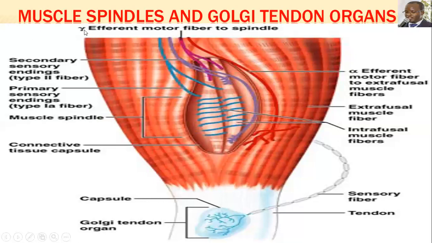So you can see the gamma efferent motor fiber to the spindle. So these are the ones that will cause the contraction of the terminal ends of the nuclear chain and the nuclear bag muscle fibers. These are the intrafusal fibers. At the center here, you don't have much actin and myosin, so you don't have much contraction taking place here. But as you are moving towards both ends, you can find a bit of actin and myosin that is involved in contraction. But the actual muscle fibers that are involved in contraction are called the extrafusal fibers.